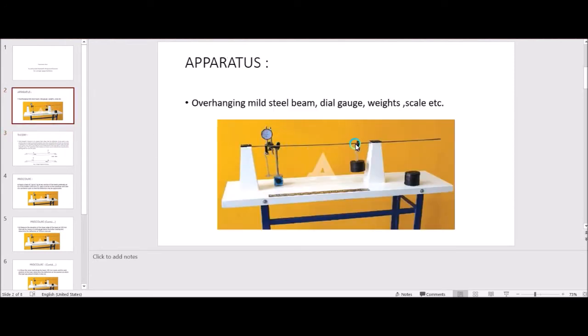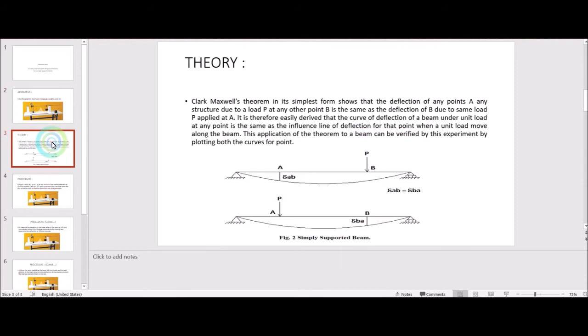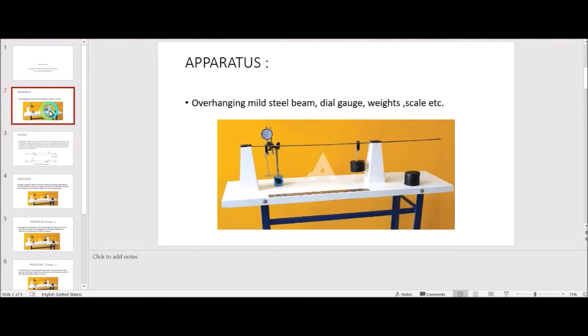So first of all, what will we do? We will apply a load of any quantity from 50 grams to 200 grams. We can apply any load. So in the first case, suppose we are applying 50 grams of load at point B and we are measuring the deflection at point A. So the deflection will be delta AB. So this is condition 1, that we are applying the load at point B and we are measuring the deflection at point A.